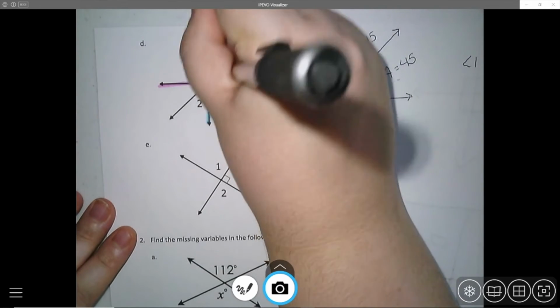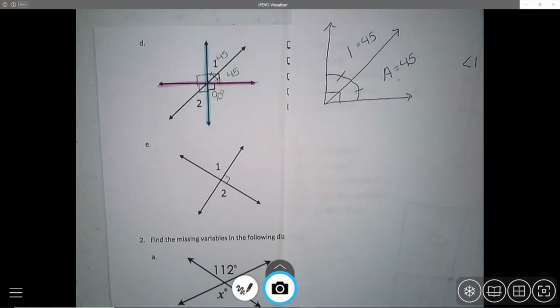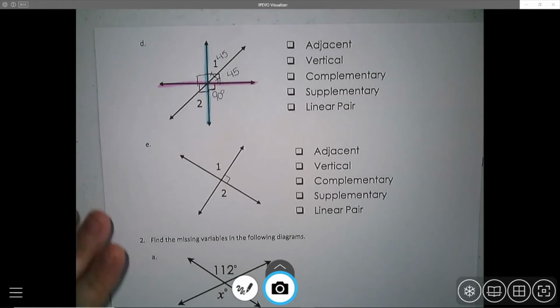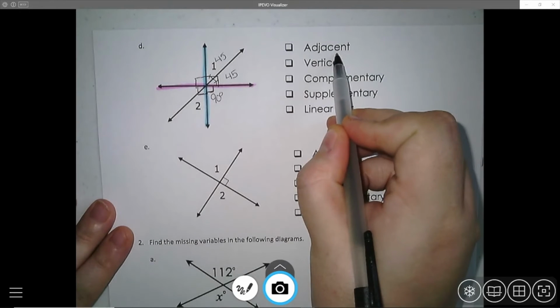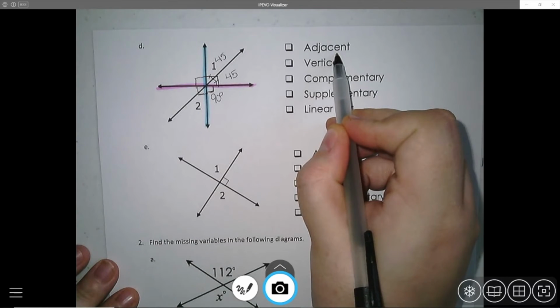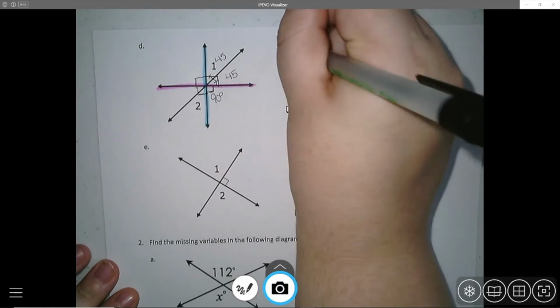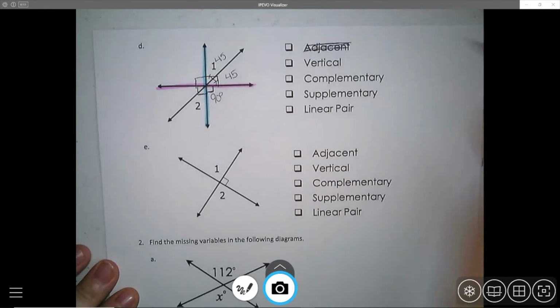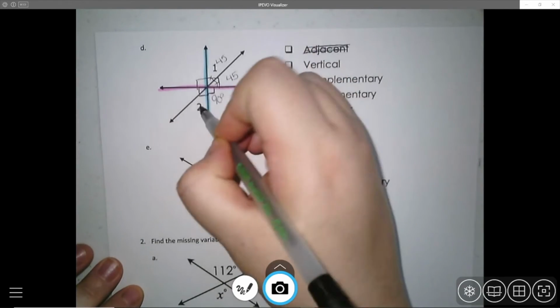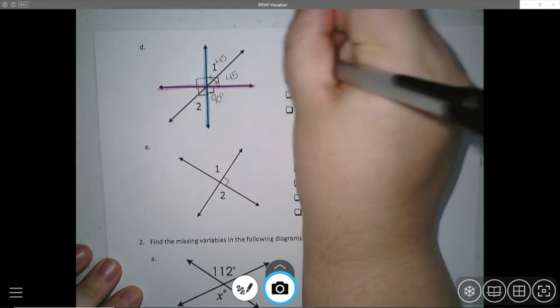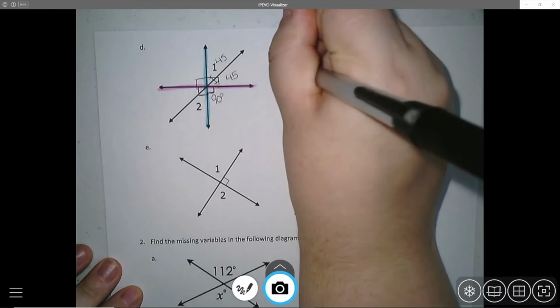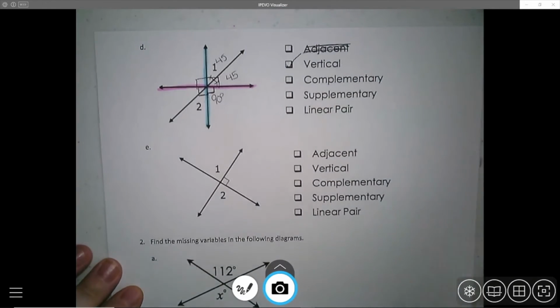So now, I'm going to take this back to my original picture. It's going to be of probably some importance to us. So now we can go through this. Angle 1 and 2, are they adjacent? Are they side by side? The answer is no. Angle 1 and 2, are they vertical? Are they across from one another? The answer is yes. They are across from one another.